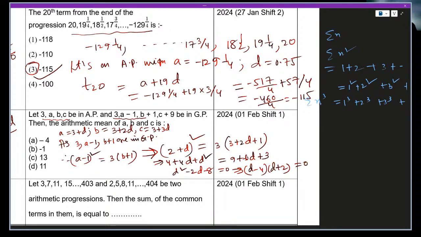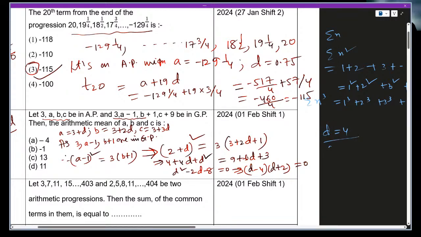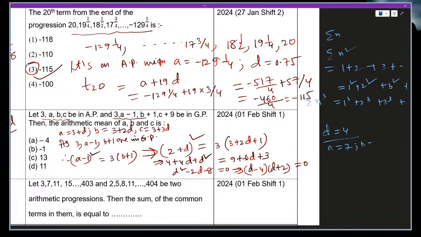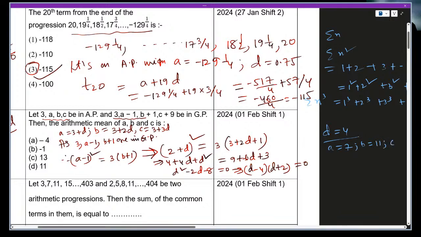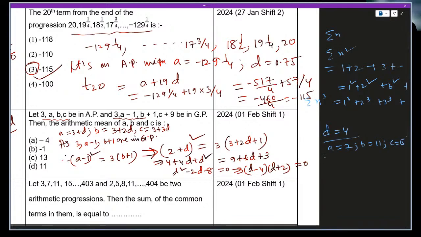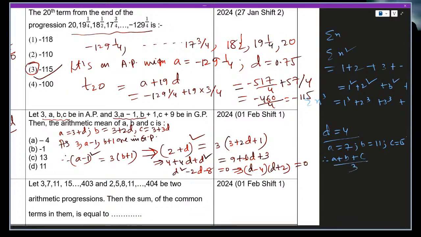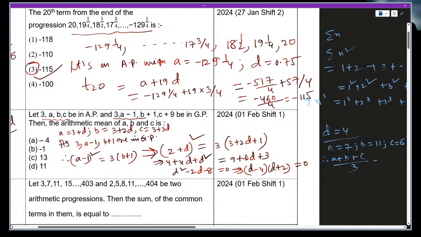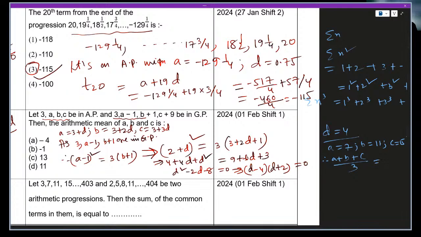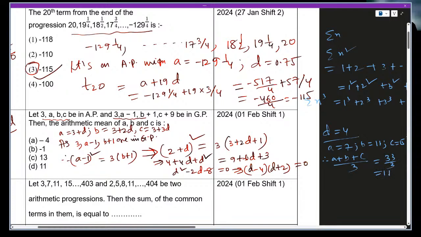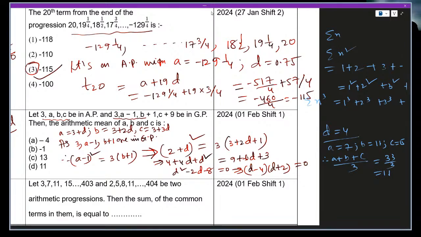With D equal to 4, what do you get? A is what? 7. B is 11. C is 15. So the arithmetic mean of A, B and C is (A plus B plus C) by 3. This is 33 by 3. This is equal to 11. Since one option is correct, we should not proceed with the other option.